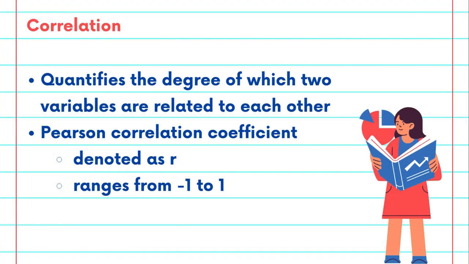In this video, we'll be talking about correlation and causation. In statistics and data analysis, understanding the concepts of correlation and causation is essential. Let's begin with the definition of correlation. Correlation is a statistical measure that quantifies the degree to which two variables are related to each other. The most common measure of correlation is the Pearson correlation coefficient, denoted as R, which ranges from -1 to 1.